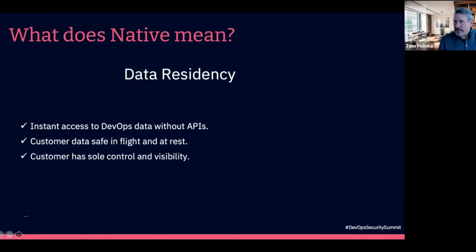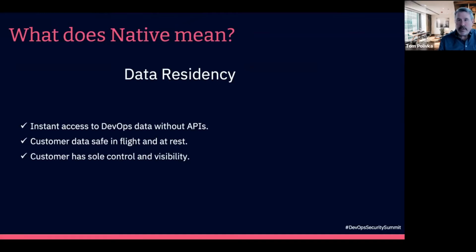I know that some of the folks on the call are dialing in from other countries, and data residency is actually a really, really important consideration. When an application is native, it means that it can live in any of the Salesforce cloud instances in any region, and that can be done fairly seamlessly.